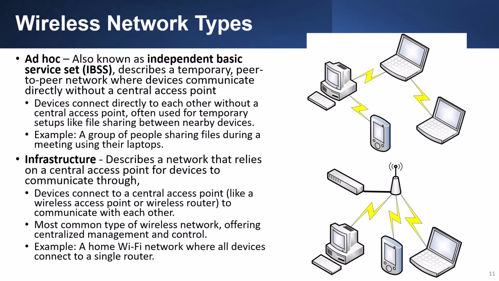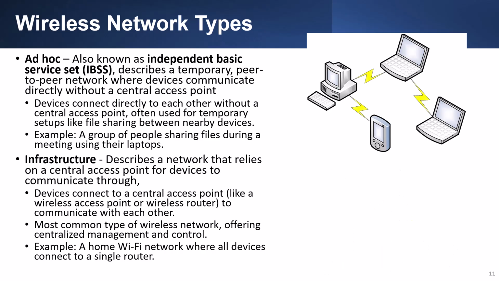Infrastructure describes a network that relies on a central access point for devices to communicate through. Devices connect to a central access point, like a wireless access point or wireless router, to communicate with each other. It is the most common type of wireless network, offering centralized management and control. For example, a home Wi-Fi network where all devices connect to a single router.